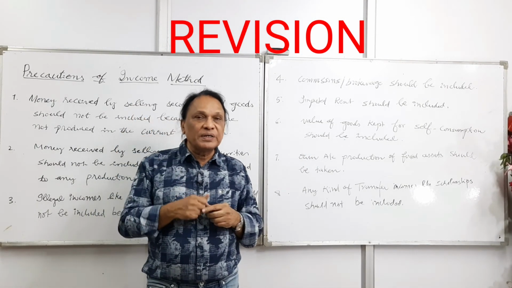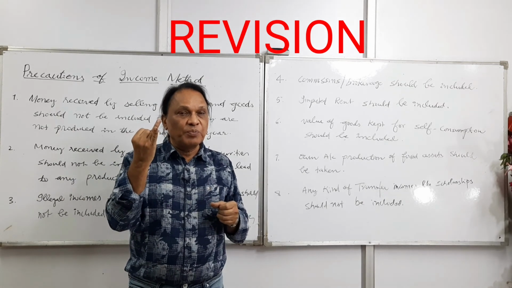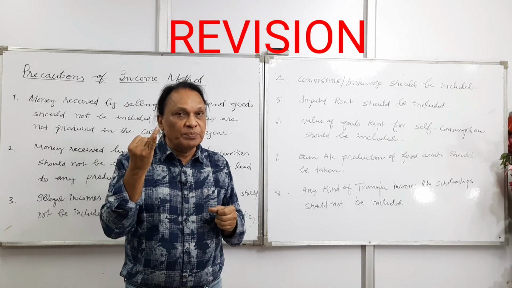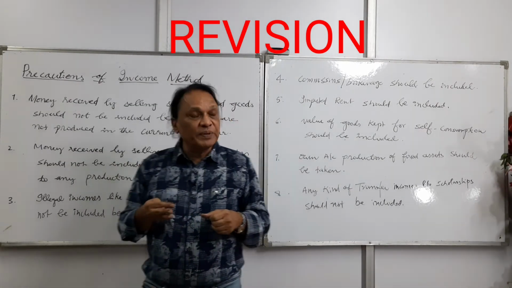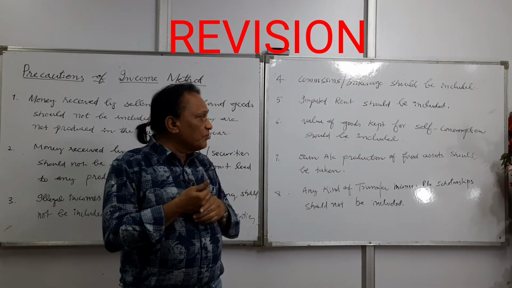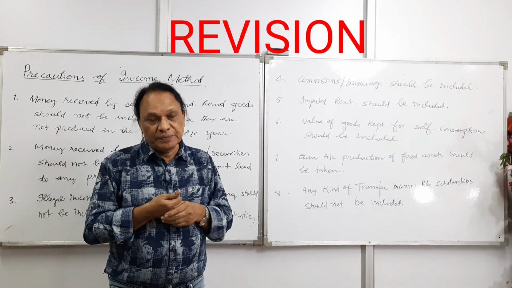Value, most important, value of second-hand goods should not be taken. Sale and purchase of bonds, debentures, securities should not be taken. And next you have illegal income should not be taken. Any kind of transfer incomes like scholarship should not be included. These 4 are very important.